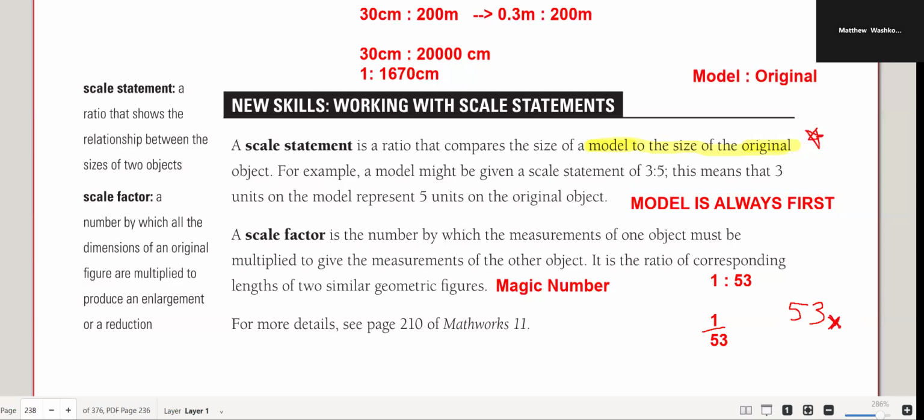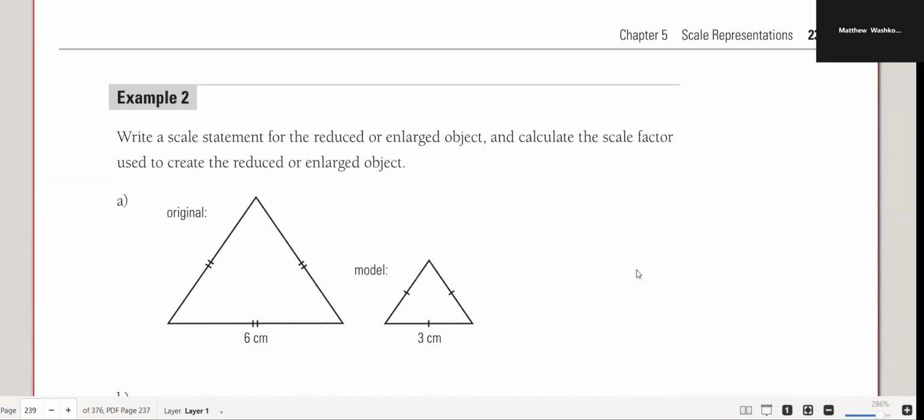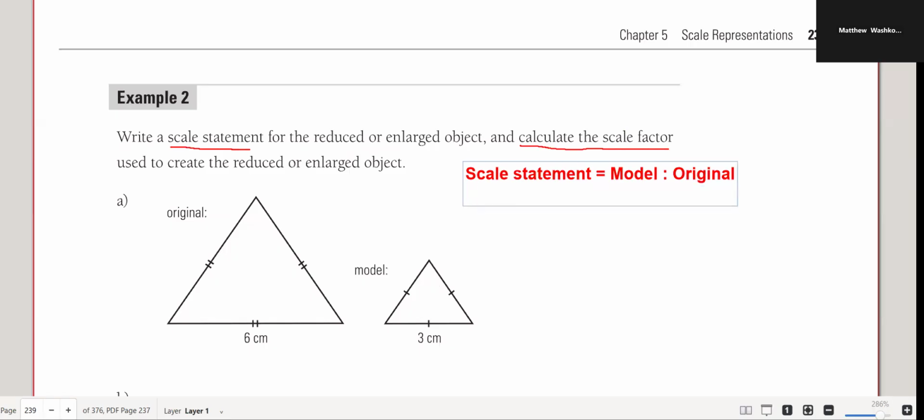I know that's a lot. I promise you, we can simplify this quite a bit. So if I give you this one here, write a scale statement, and then calculate the scale factor. Well, the scale statement, you don't need to do this every time, but I'm doing it for this exact example. Normally, you can just give me the answer, and that's fine. For this one, though, I want to break down what I'm doing. So the scale statement is always model to the original. So I'm going to take the same side here, because these are the same types of shapes, right? They're the same shapes, just bigger and smaller.